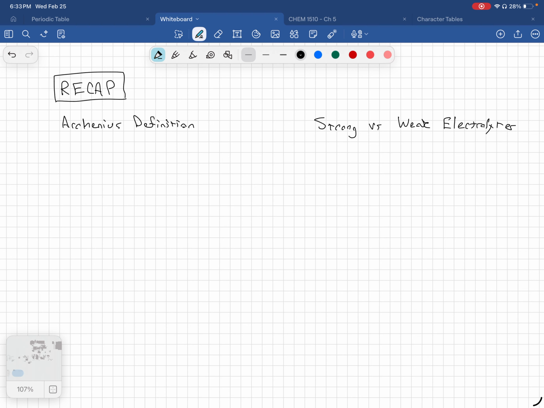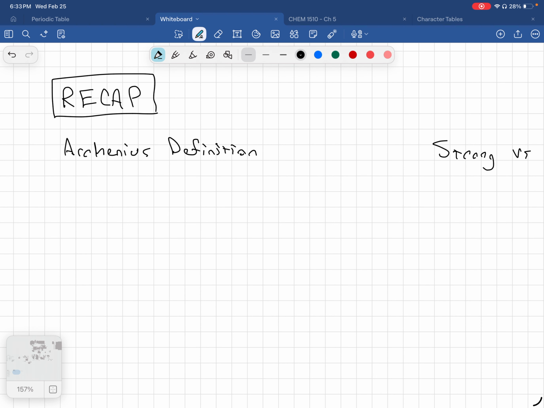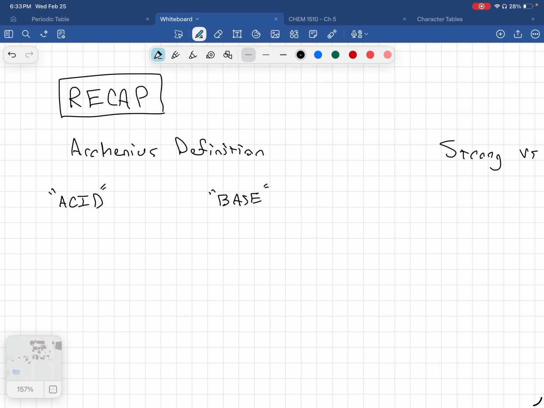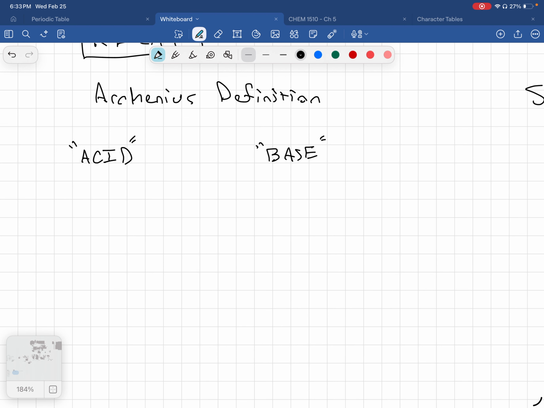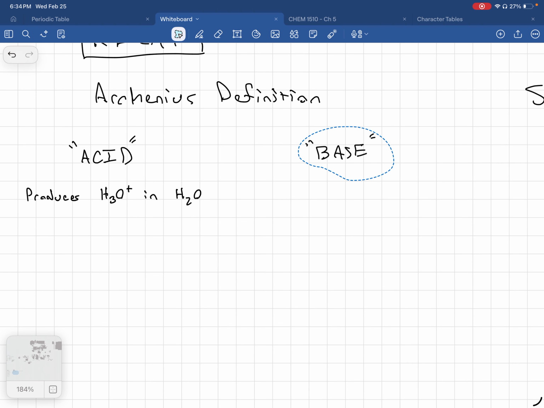Let's go ahead and start this chapter off by first defining what an acid and a base are, which has been done previously. An acid produces H3O plus, the ion hydronium, in water, when it's placed in water.